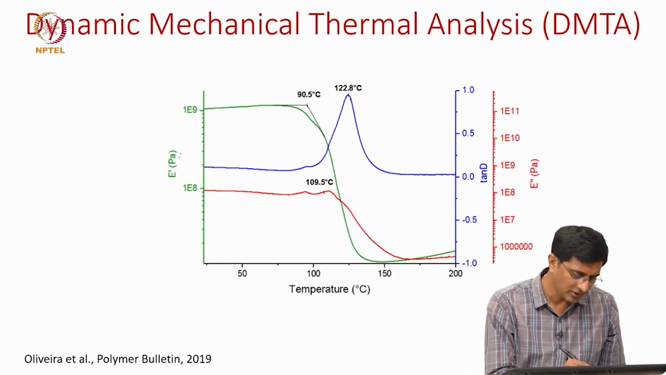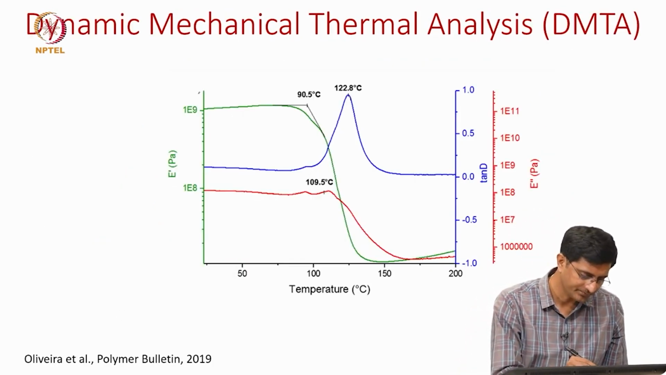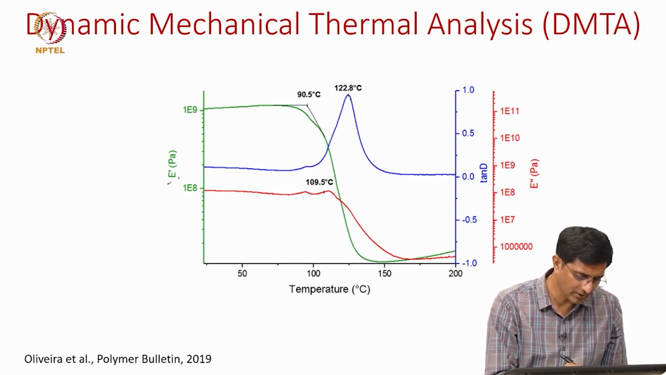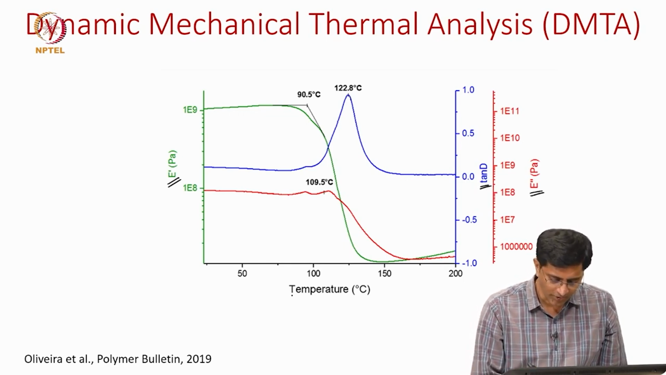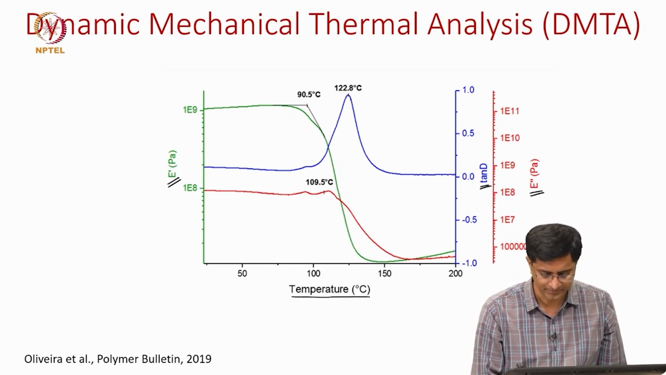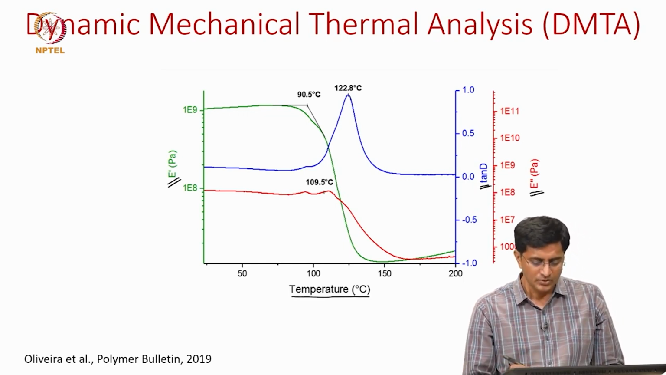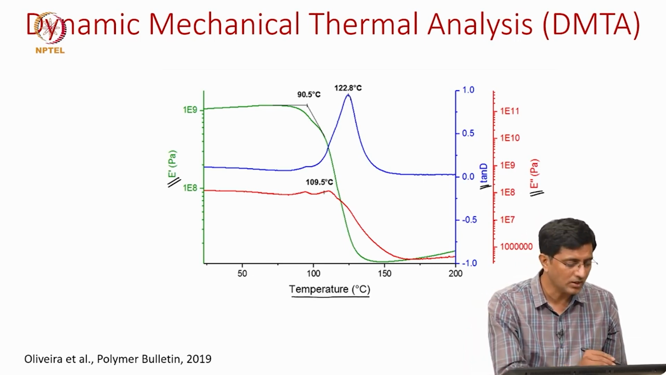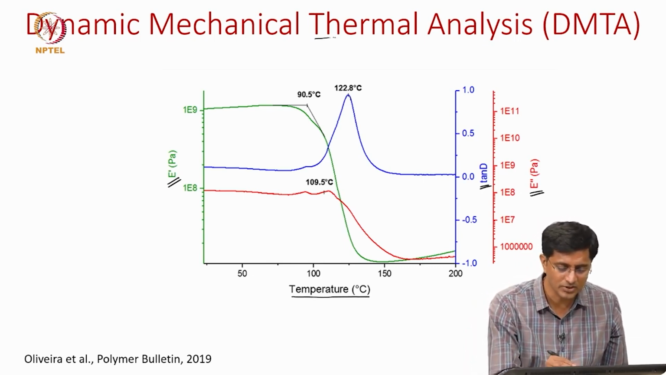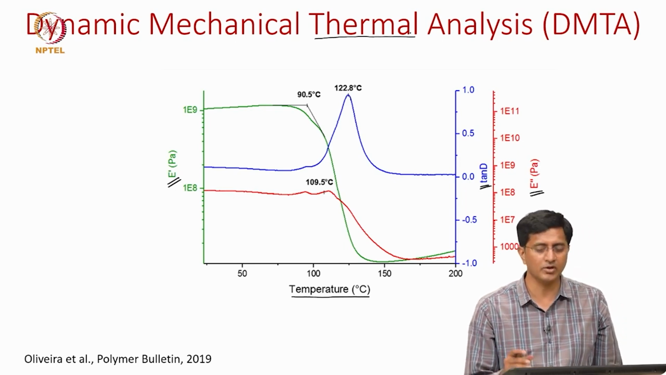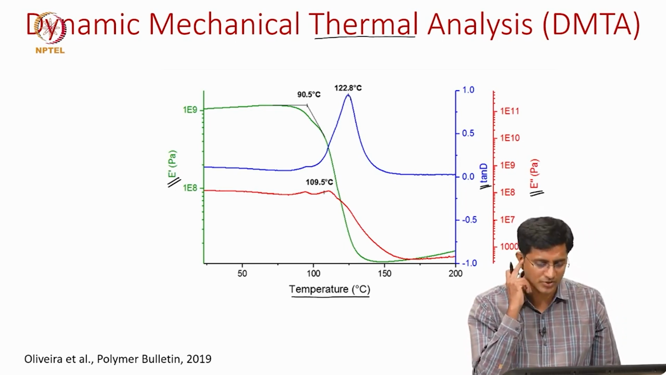So, here we see the modulus variations. Here are the storage modulus, loss modulus and tan delta, and how they vary with temperature. This kind of analysis is called dynamic mechanical thermal analysis. We introduce this term thermal because now we are bringing in the temperature contribution as well.